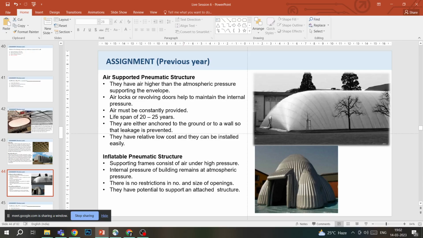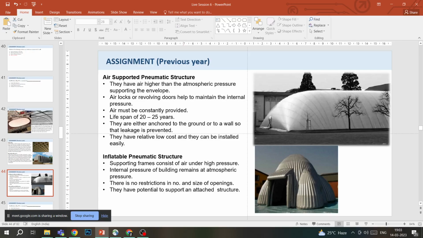And then inflatable pneumatic structure. A very simple example would be those rafting boats you may have seen. They are inflatable pneumatic structures. Basically, there is a structure that you have filled with air and it inflates. So the supporting frames consist of air under high pressure. What happens in an inflatable pneumatic structure is that you can imagine two layers, like a structure which is filled with air.